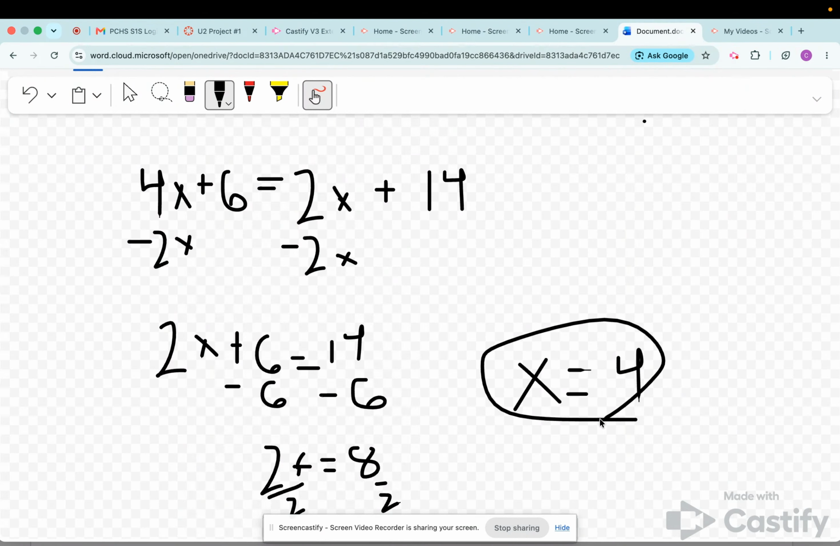And that was our second equation. Now, let's check. Always proof your work. So, substitute 4 back into the original equation to see if it's correct. So let's do that now. 4 times 4 plus 6 equals 2 times 4 plus 14.